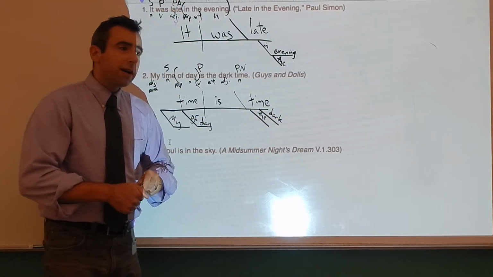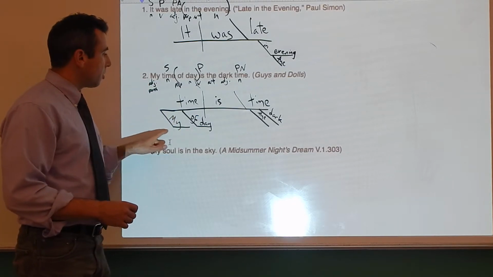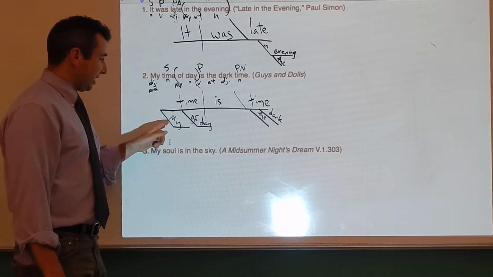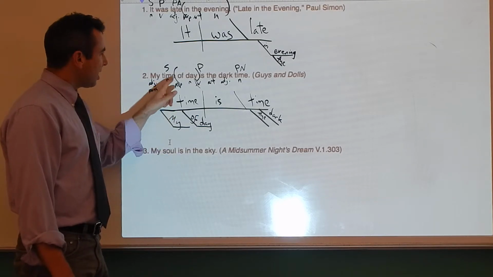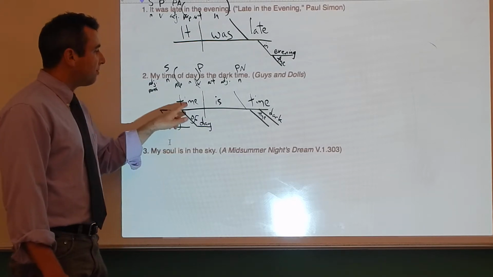Okay, I'm going to go over it now. My is what kind of time it is. It's an adjective. It's a possessive, so it goes in a lazy L. It's the first word in the sentence, so it gets capitalized. What kind of time are we talking about? My time. What other time are we talking about? My time of day.